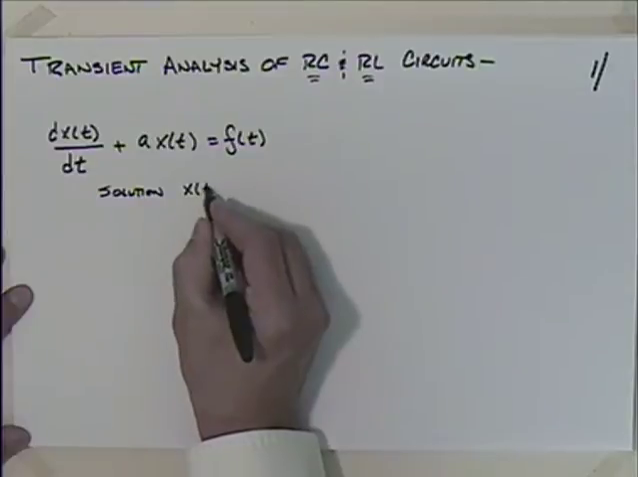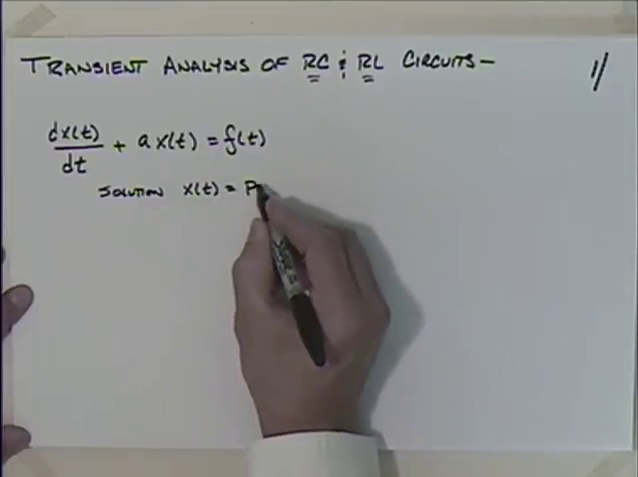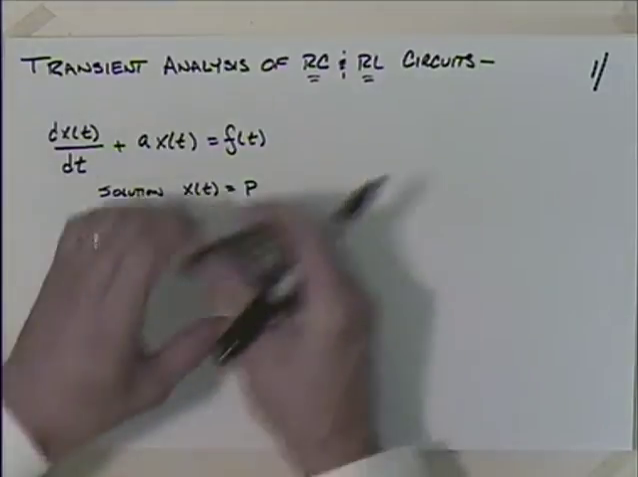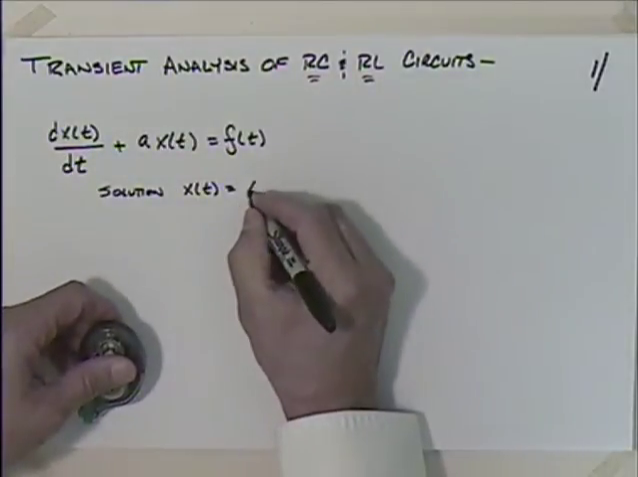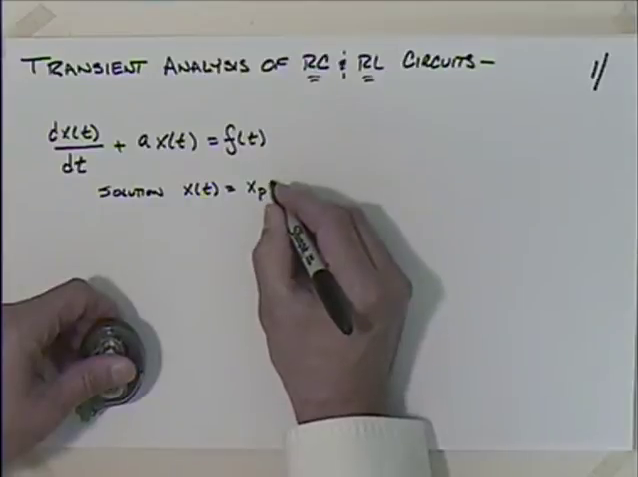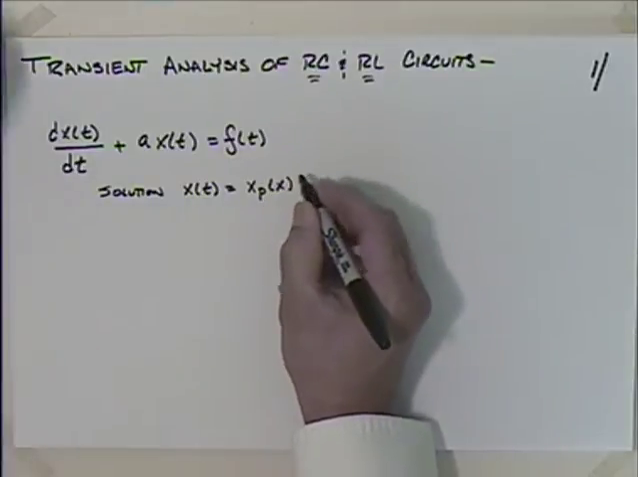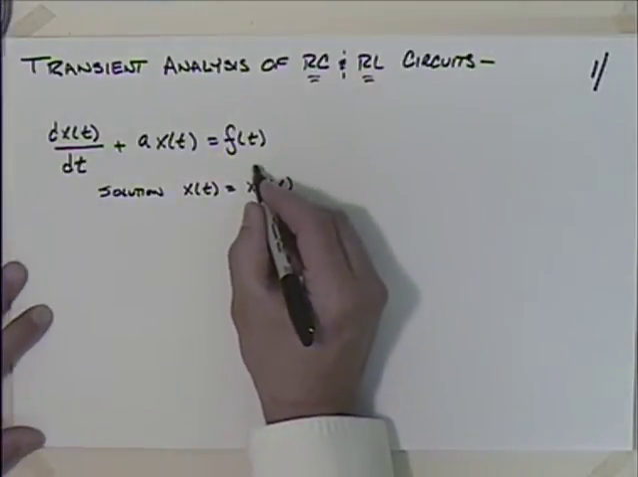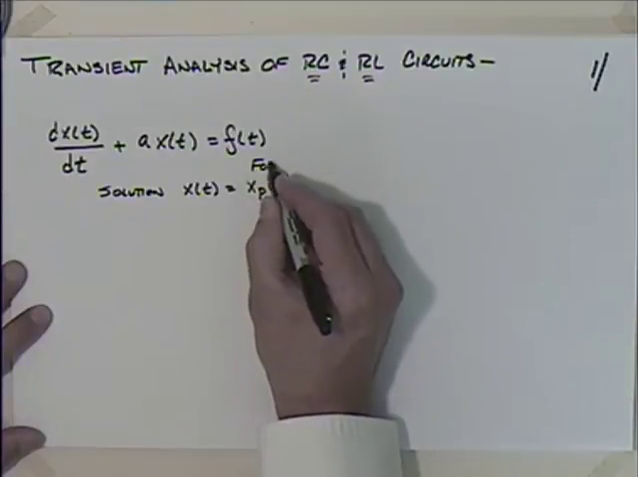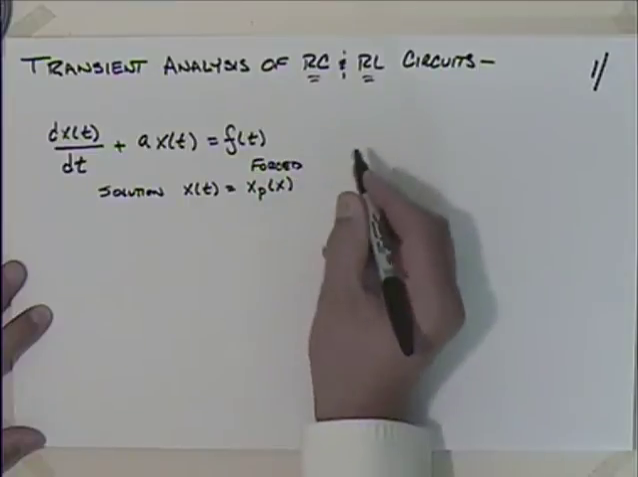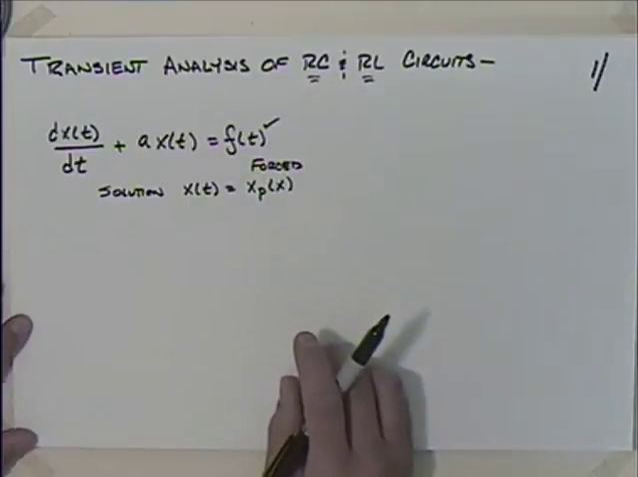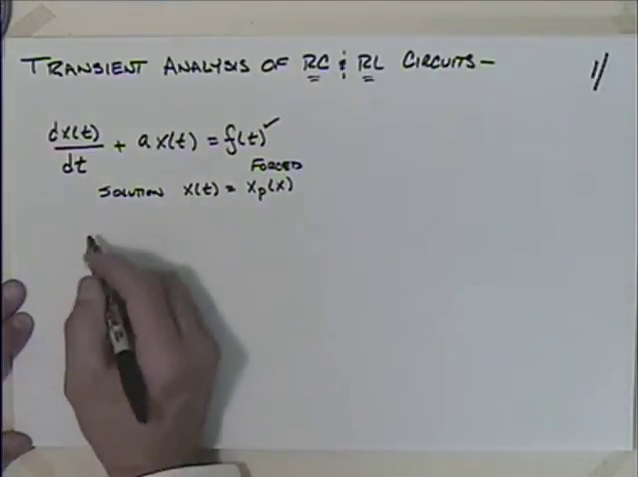where x of t would be equal to x of p, what we call the particular solution, x of p of t. And this is actually, another name for this is the forced solution. The forced solution, because we have a forcing function there.